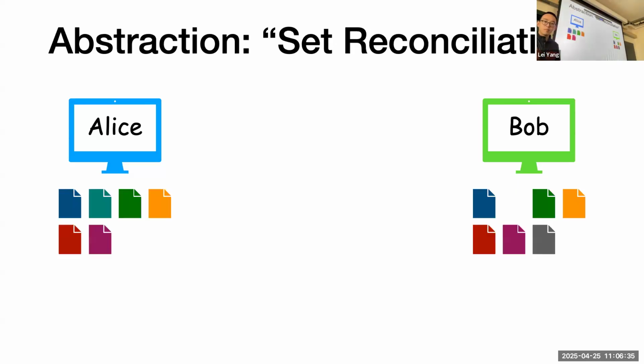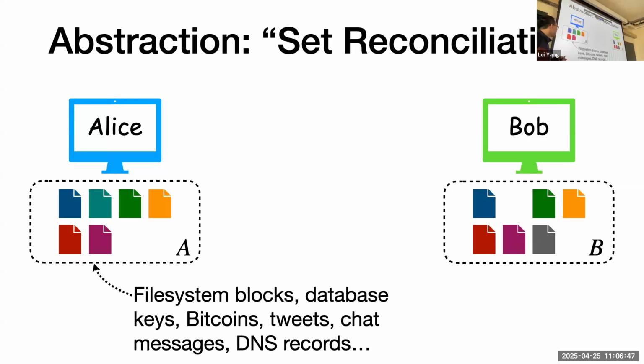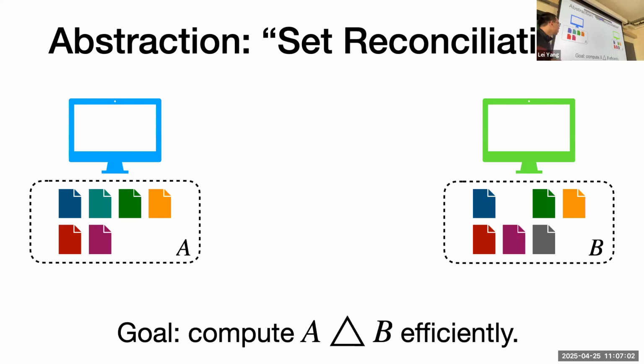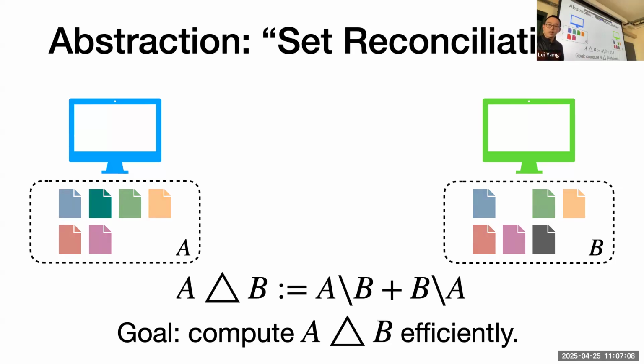Imagine that Alice and Bob each hold a set of items, and here each file is regarded as an item, and the items can be anything, right? For example, file system blocks, 4 KB file system blocks, database keys or entries, Bitcoin UTXOs, tweets, chat messages, DNS records, whatever. And the goal here is to compute the symmetric difference of their two sets, set A and set B. In other words, they want to learn the items that are exclusive to only one of the two sets. And that is the definition of the symmetric difference, right?